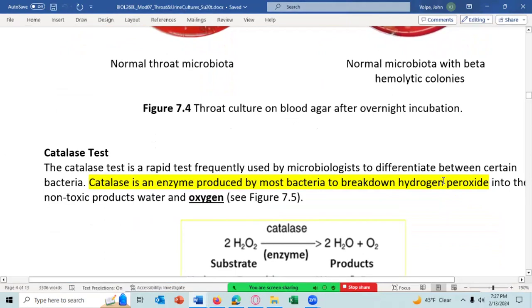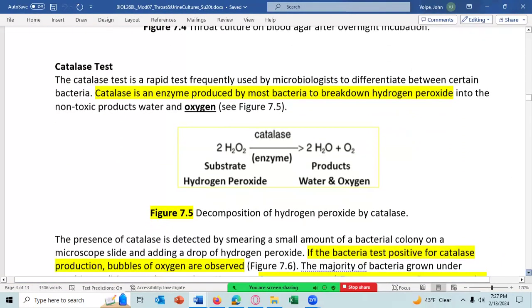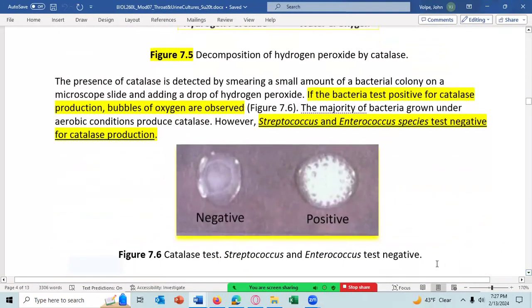First, we run the catalase test. Catalase is an enzyme that converts hydrogen peroxide into water and oxygen. The production of the oxygen causes bubbling in the hydrogen peroxide, so we look for bubbling. This will be bubbles in the hydrogen peroxide. This is a catalase positive test. This is a catalase negative test.